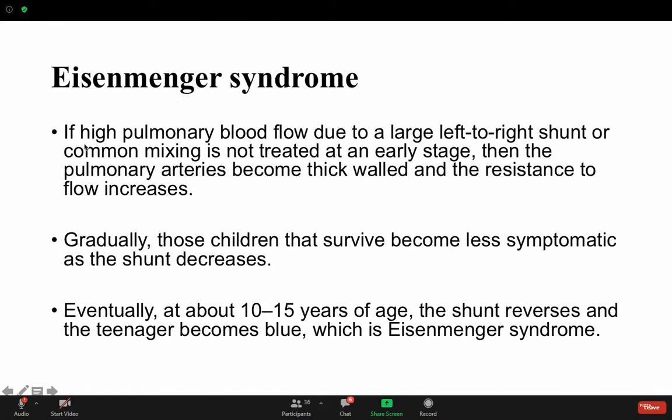Eisenmenger syndrome زي ما قلنا, if high pulmonary blood flow due to large left to right shunt or common mixing is not treated at an early age، واضح، يا اما large VSD أو AVSD, then pulmonary arteries become thick-walled and the resistance to flow increases. Gradually, those children that survive become less symptomatic as the shunt decreases. Eventually, at about 10 to 15 years of age, the shunt reverses and the teenager becomes blue, which is Eisenmenger syndrome.